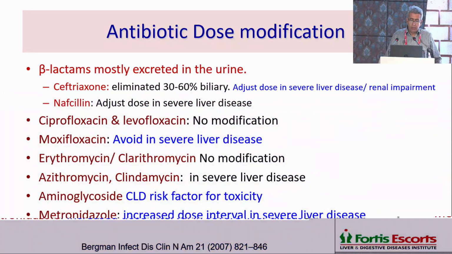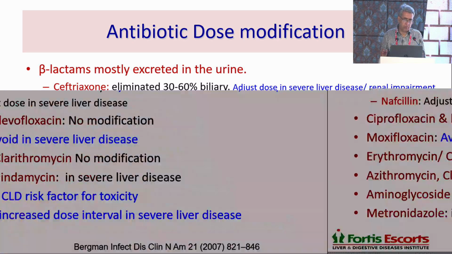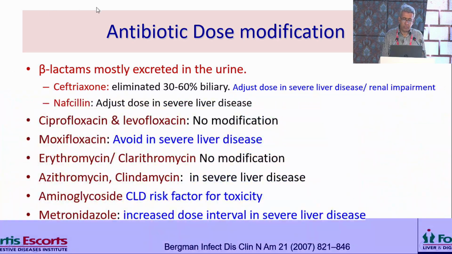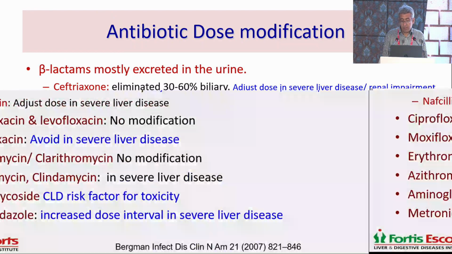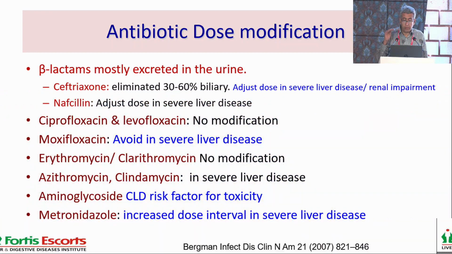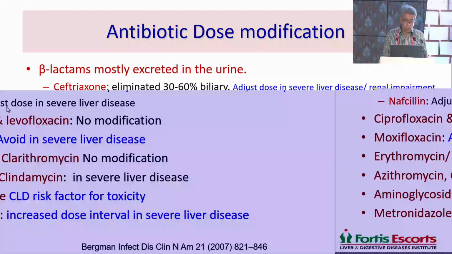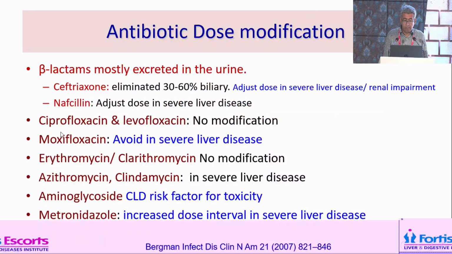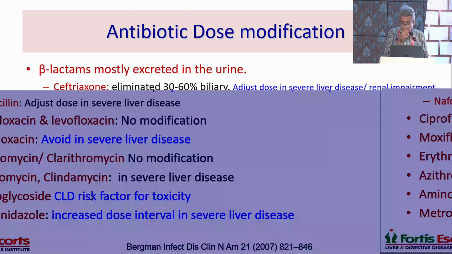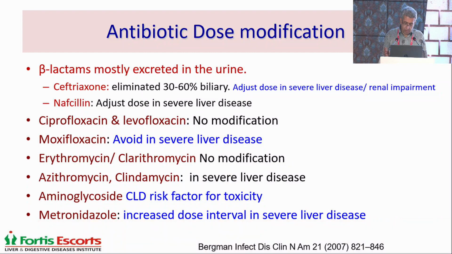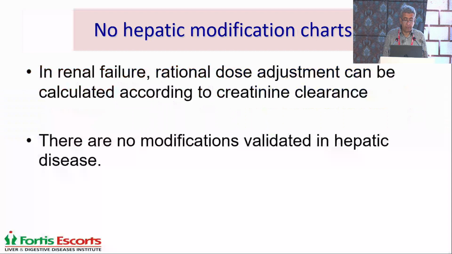And if needed, some of these drugs need to be modified. For example, the commonest drug which is often used is ceftriaxone. 30 to 60% of this is biliary excreted. We must consider dose adjustment, not going for the very high dose in people with severe liver disease or renal impairment. Ciprofloxacin and levofloxacin do not need any modification. Moxifloxacin needs to be avoided. Some of the other drugs, aminoglycosides, we avoid because of toxicity. Even metronidazole, which is used, the recommendation is to have an increased dose interval in severe liver disease.